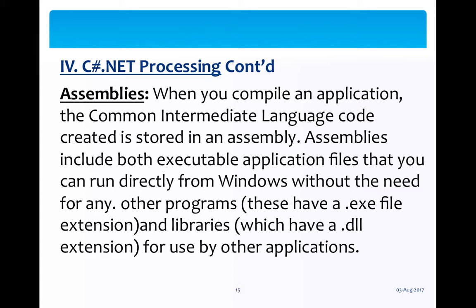Assembly. When you compile an application, the Common Intermediate Language code created is stored in an assembly. An assembly includes both executable application files that you can run directly from Windows without the need for any other language, which have an .exe file extension, and libraries, which have a .dll extension, for use by other applications.